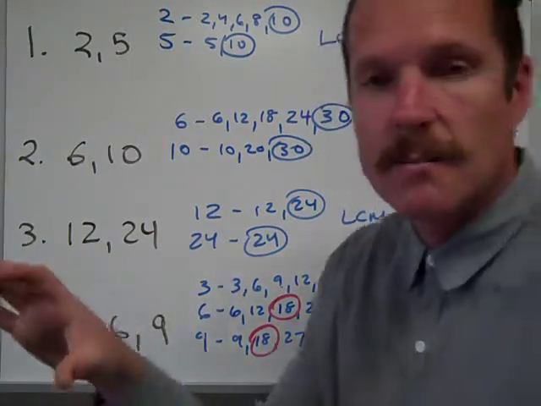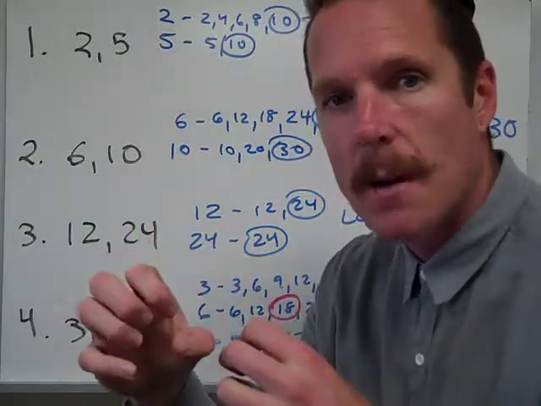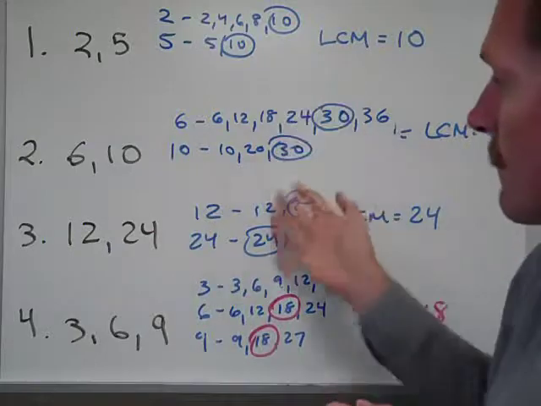So what you're doing is you're listing out the multiples, finding out the smallest number that they have in common, and that's the least common multiple. Just like we did with these numbers.